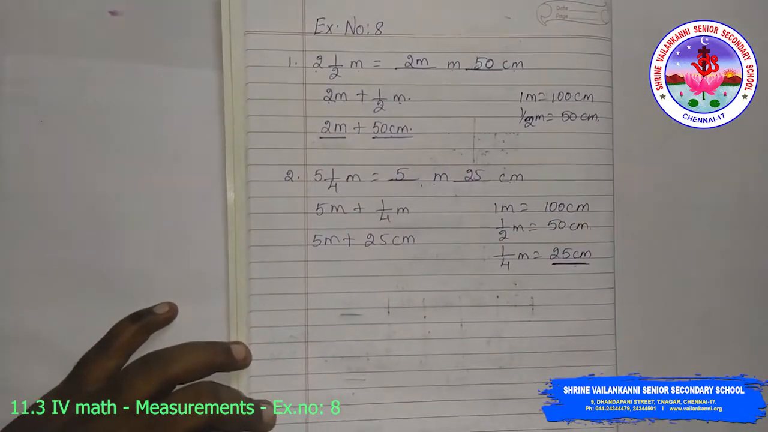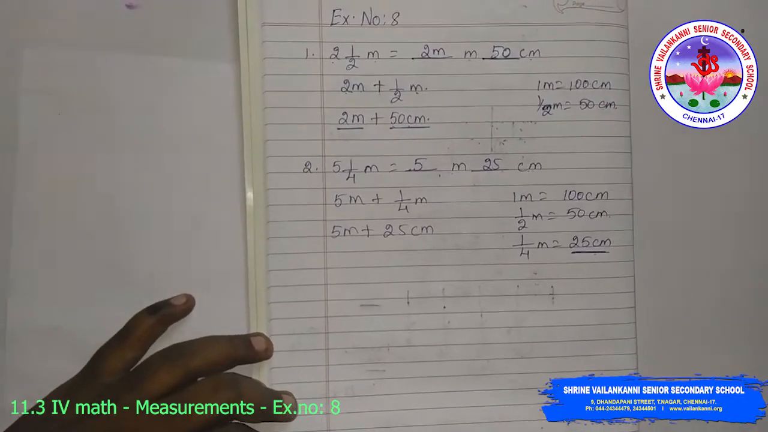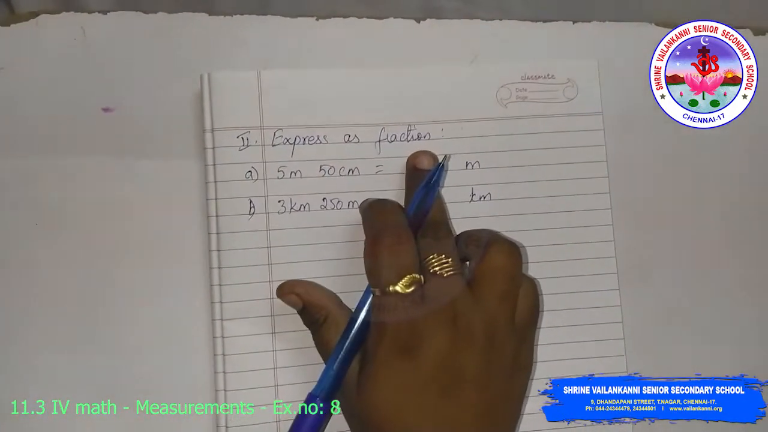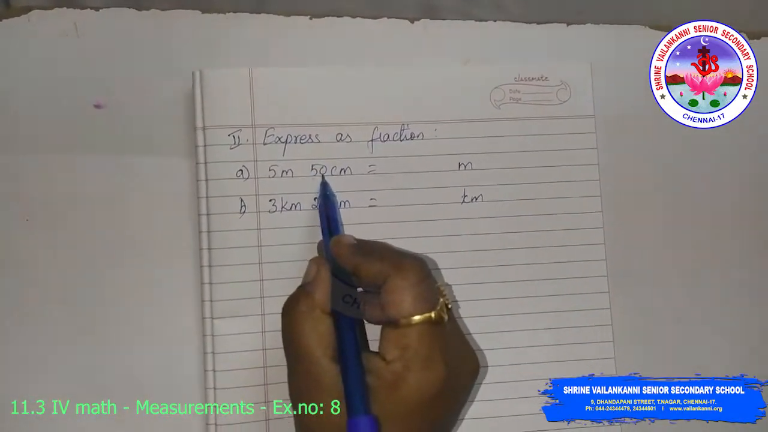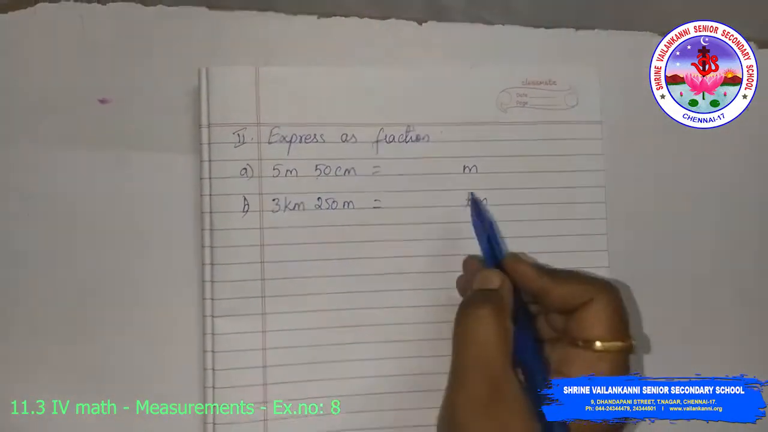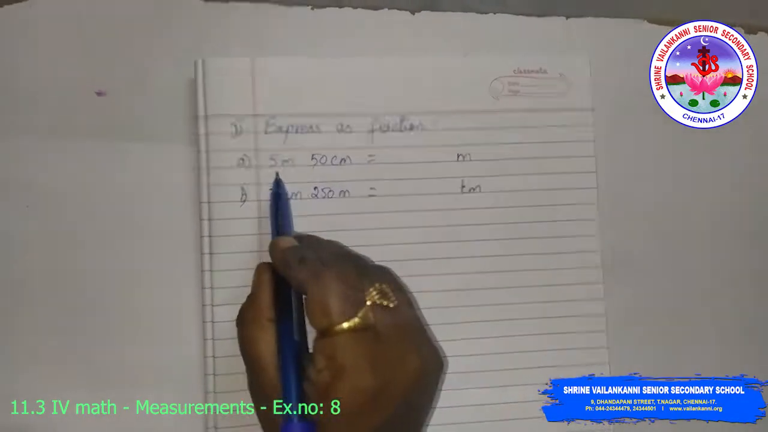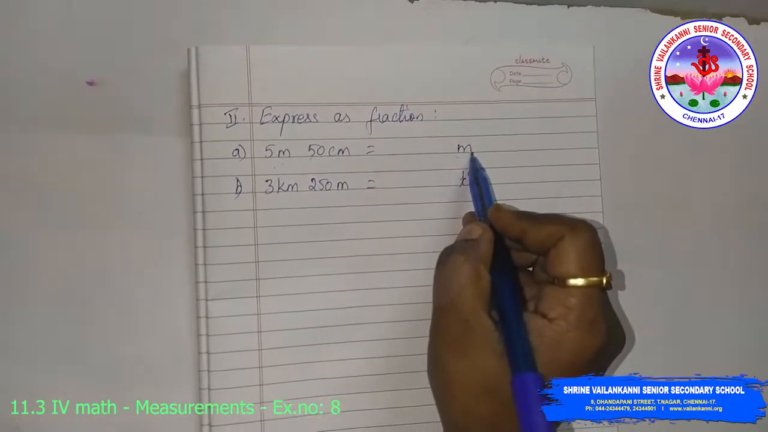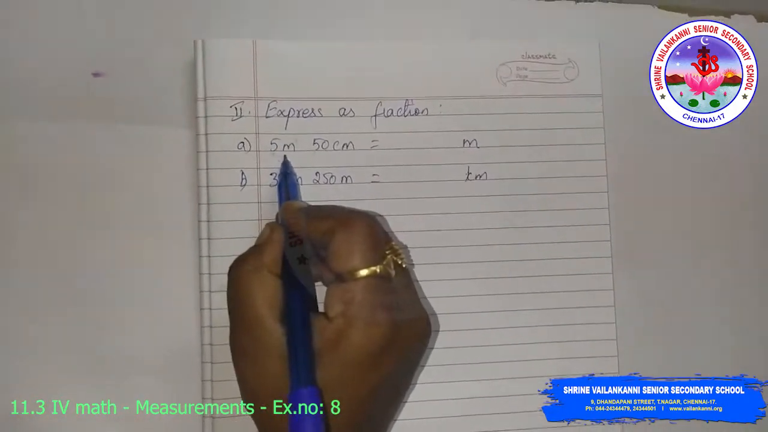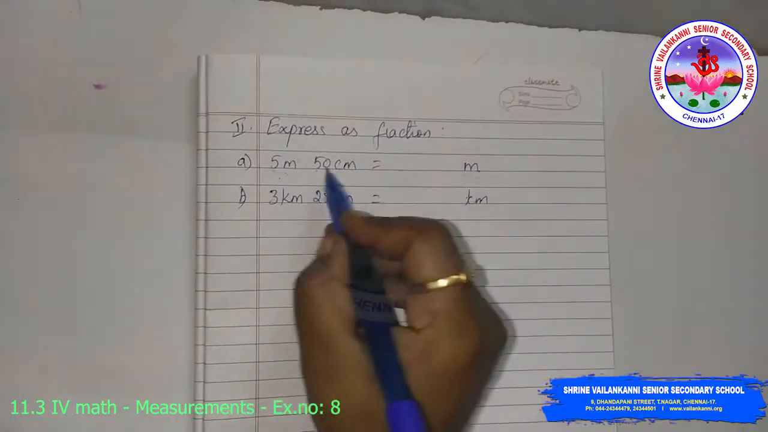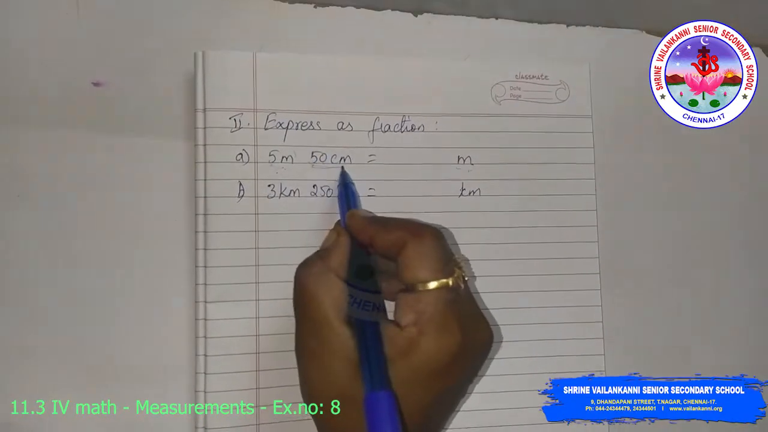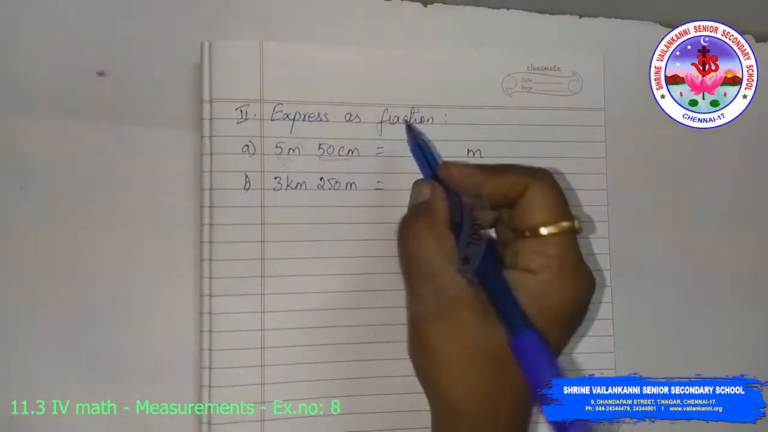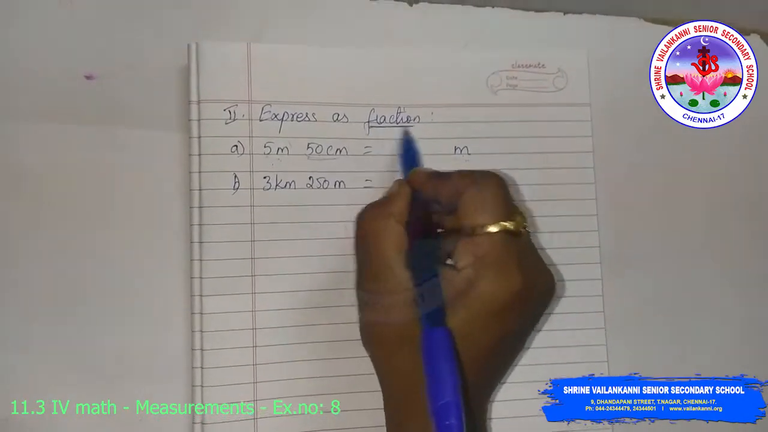Okay, we'll see one more example. Here, express as fraction. If you see, they have given the value and we have to convert it into fraction. 5 meter 50 centimeter, we have to write it in meter. This 5 meter is already in meter, so we just want to convert this 50 centimeter into meter. They have asked us to write in fraction form only.